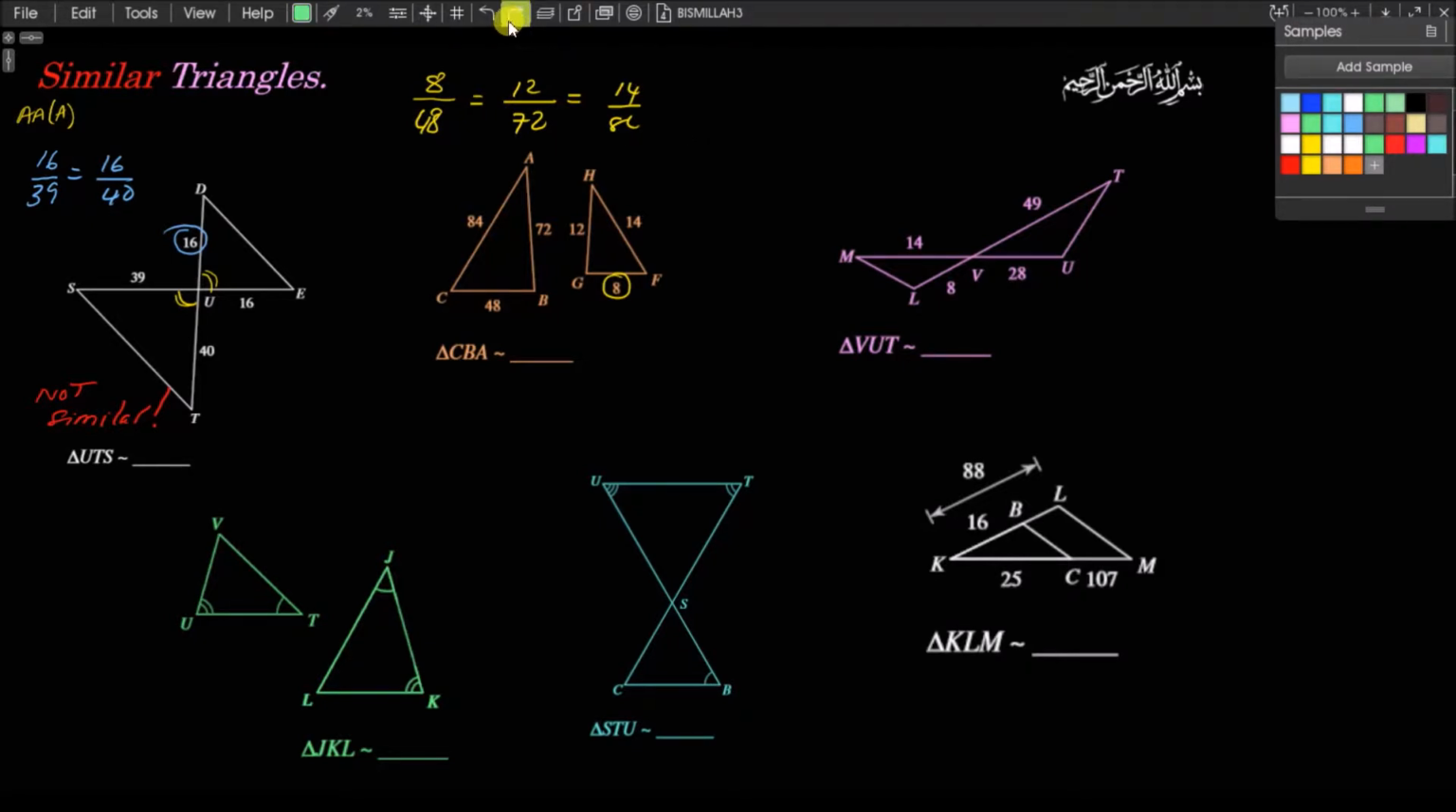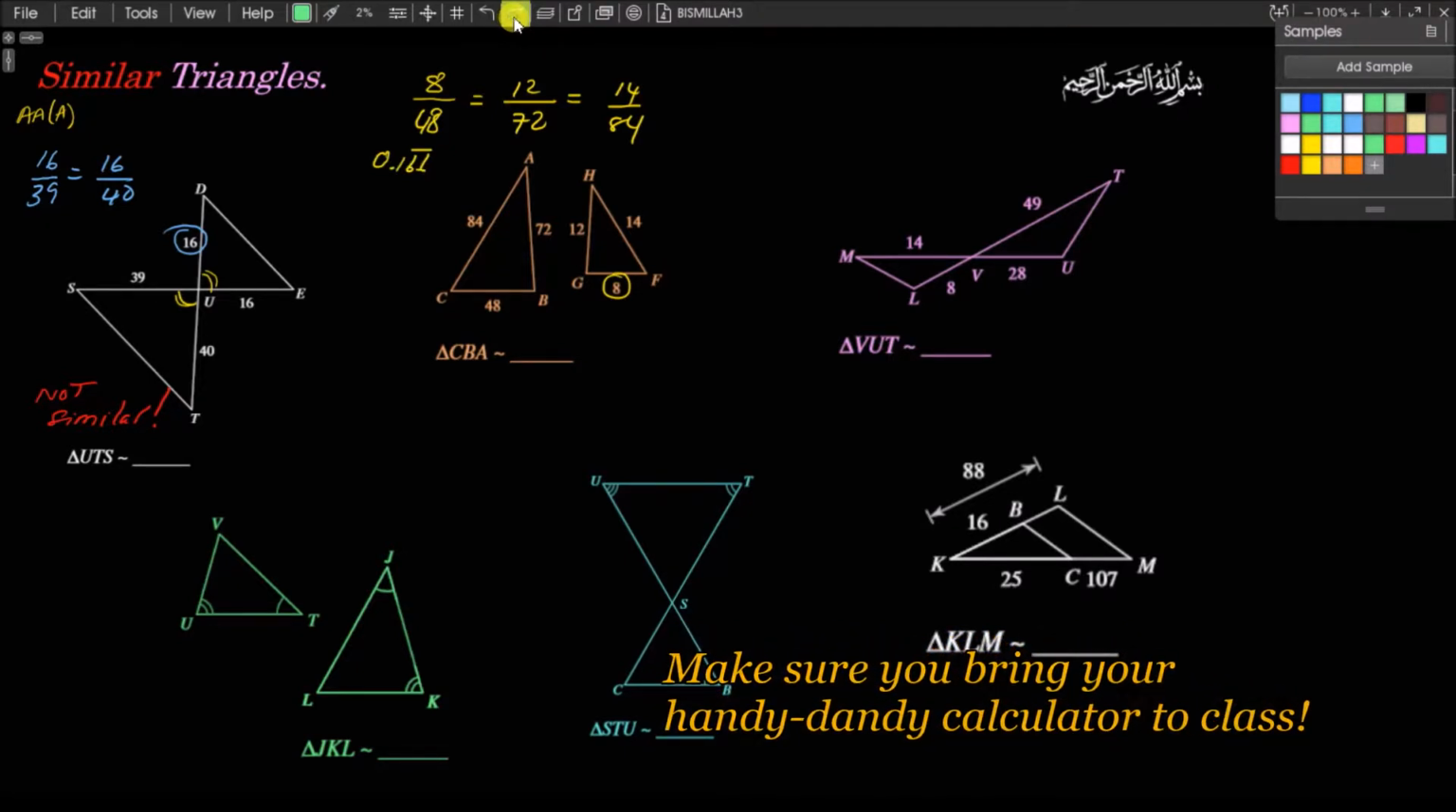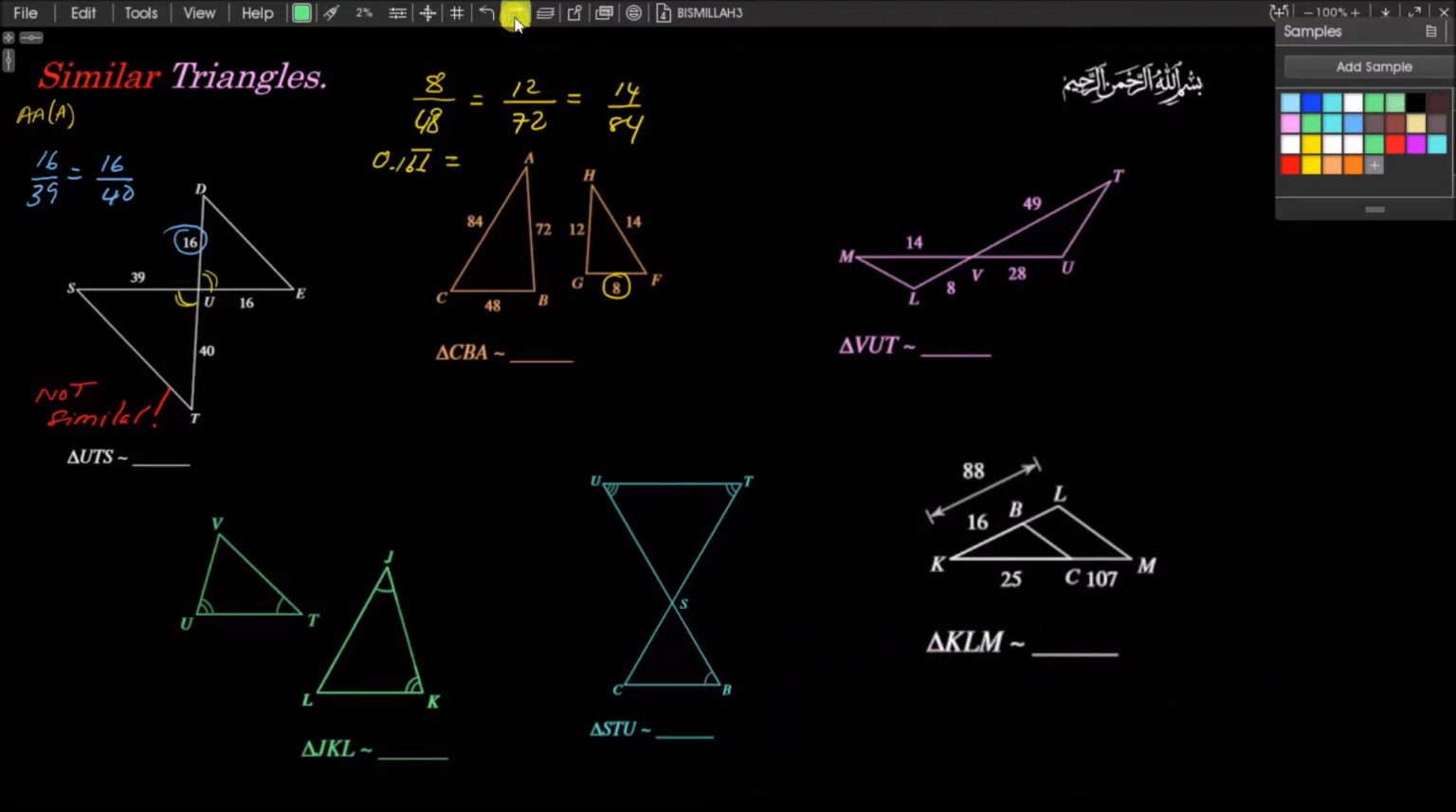According to my handy dandy calculator, 8 divided by 48 is 0.166 repeating. And then 12 divided by 72 is the same, 0.166 repeating. And finally, 14 divided by 84 is also the same, 0.166 repeating. So lo and behold, these are two similar triangles.